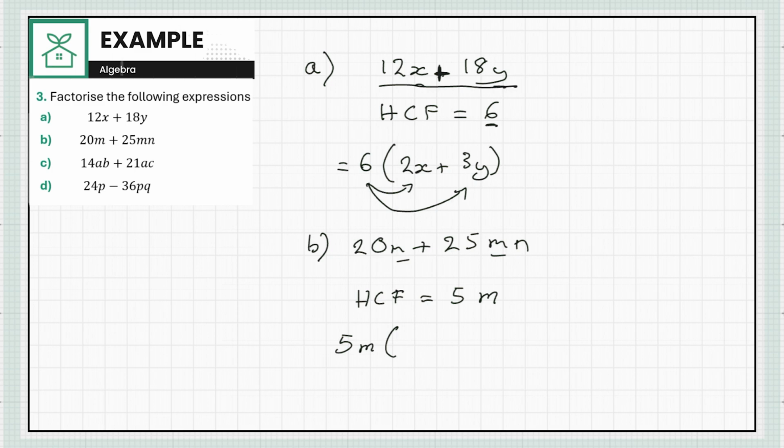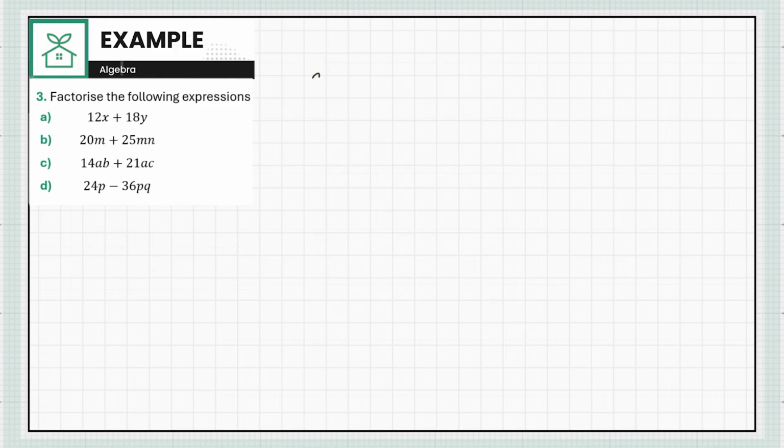20m divided by 5m is just going to be 4. And 25mn divided by 5m, well, divide 25 by 5 and you just get 5. Divide m by m and you just get 1, and you can't get rid of that n, so we're left with this.